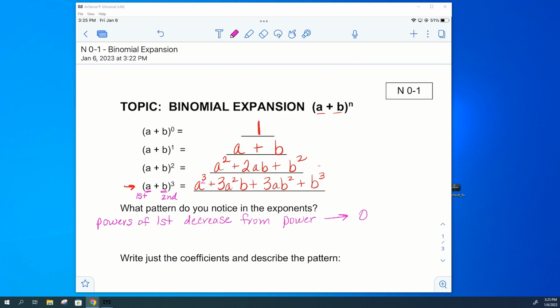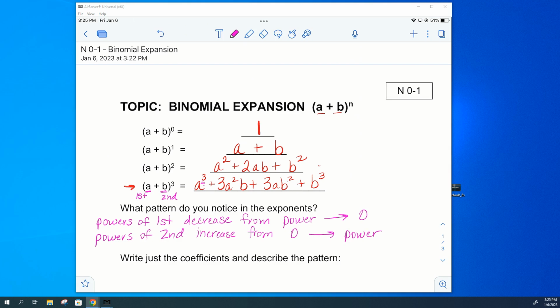Okay. Now, what about the second, the B's? Well, I didn't write it, but there's really a B to the 0 here because we know that anything to the 0 is 1. So I just don't write it. So the B's go 0, 1, 2, and 3. So the powers of the second increase from 0 all the way up to the power.